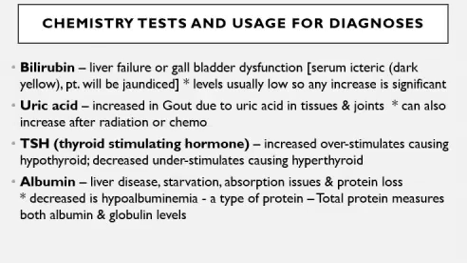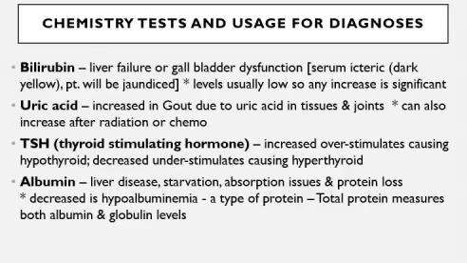Another test we run in clinical chemistry is for uric acid. Uric acid could be increased if a patient has gout, and this is when you have an accumulation of uric acid in the tissue and joints. You may also have an increased accumulation of uric acid due to radiation or chemotherapy treatment.